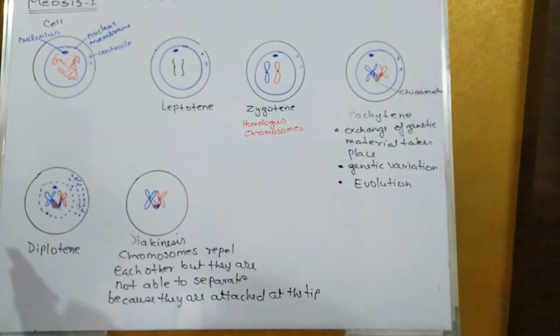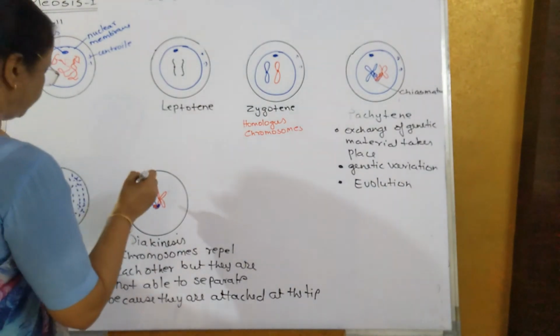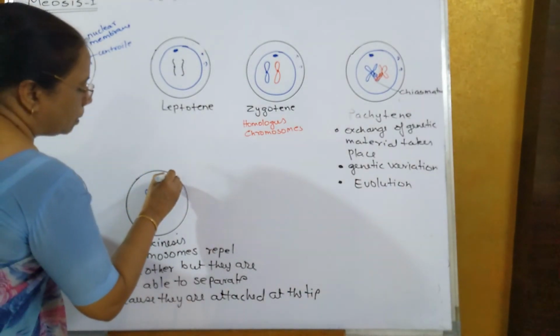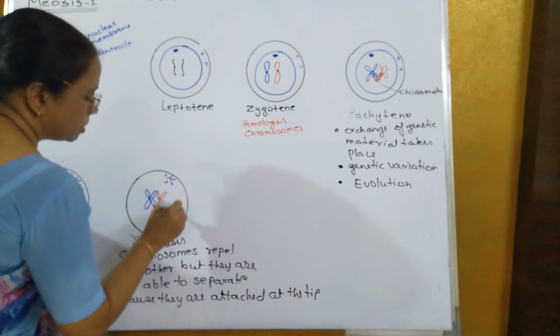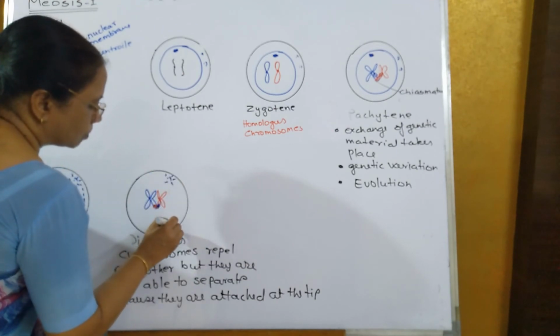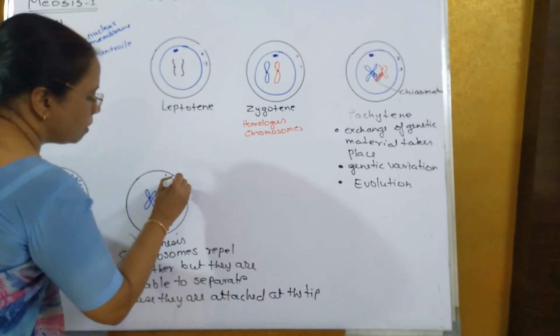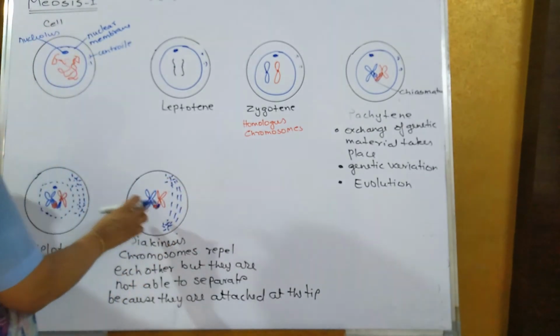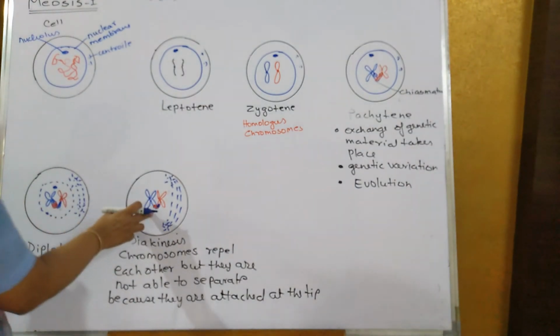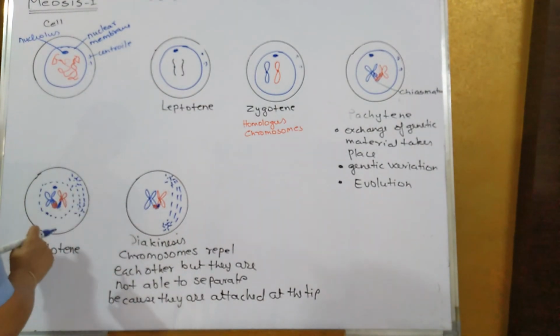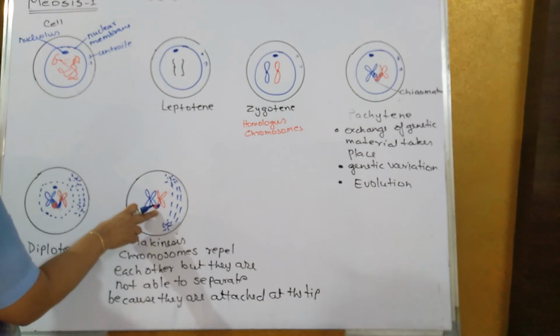So they are attached at the tip, and the centromere starts moving to the opposite poles, which are connected to each other by spindle fibers. In diakinesis, the chromosomes repel each other, but still they are not able to separate from each other because at the tip they are still attached to each other.